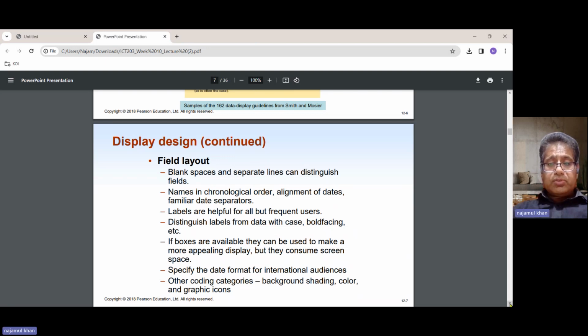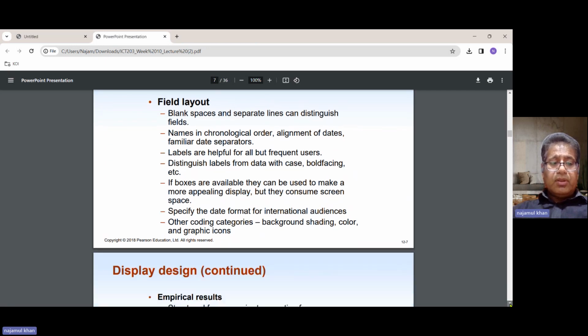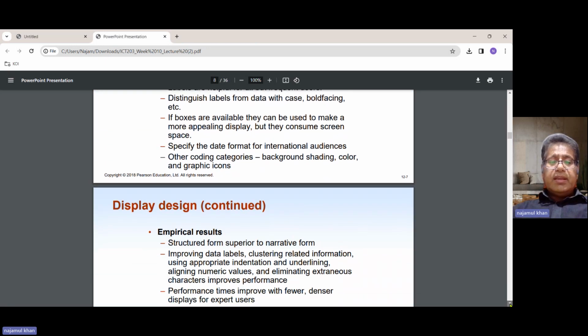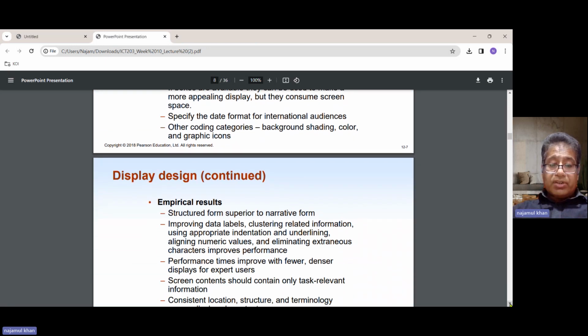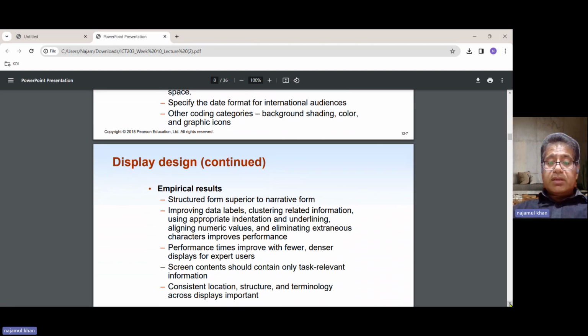So by all means, you can use this information. Yeah. So anyway, some more information here, guys. Empirical results: the structure from superior to narrative form. Improving data labels, we're talking about that. Consistent location, structure, terminology. So many things are there.